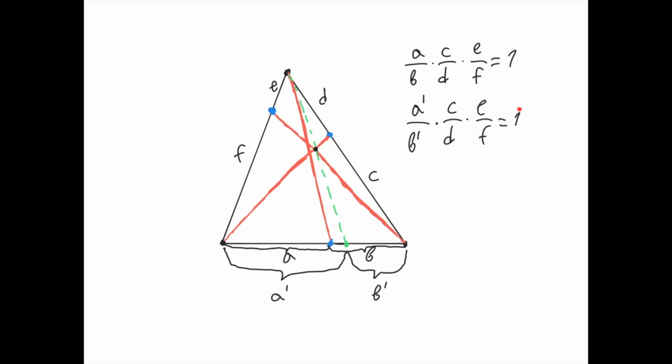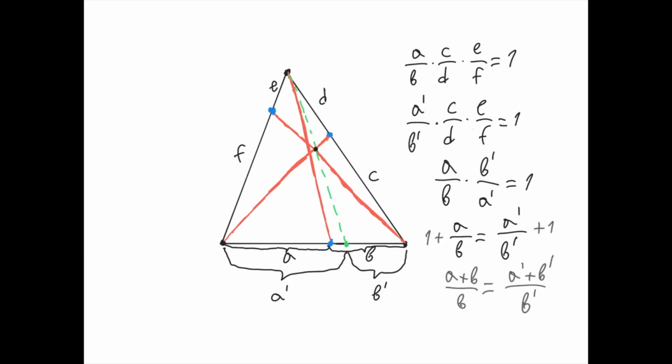Now that I have these 2 equalities, I can divide one by the other and get A divided by B times B prime divided by A prime equals 1, because C and D would cancel out and E and F would also cancel out. And this can be rewritten as A divided by B equals A prime divided by B prime. Now I can add 1 to both sides, and I get A plus B divided by B equals A prime plus B prime divided by B prime. But A plus B equals the length of this segment, and A prime plus B prime is this plus this. It is the length of the same segment. And so we can cancel out A plus B with A prime plus B prime, and hence B equals B prime, which means that the green point coincides with the blue point, and therefore the 3 red segments must intersect at one point.